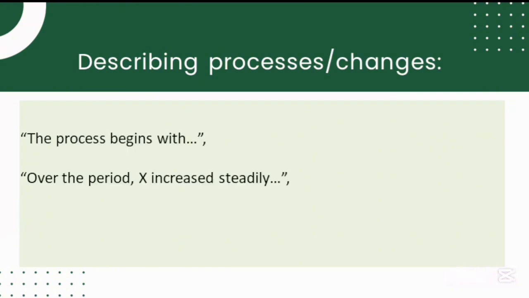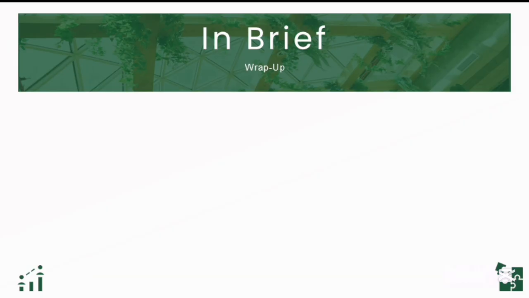When we describe a process or change over time, we use the expression the process begins with. Over the period, X increased steadily. You're describing here change over time. The final stage involves, and you write it. You can find other connectors for organizing your process in the describing a process lesson. Let's wrap up our lesson in brief.